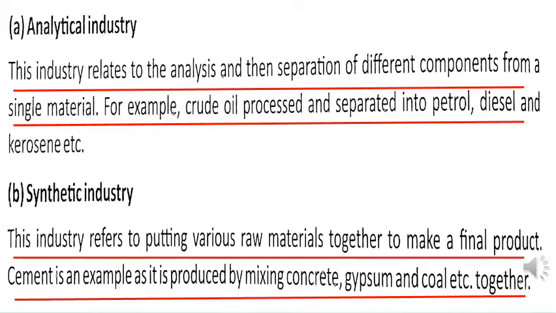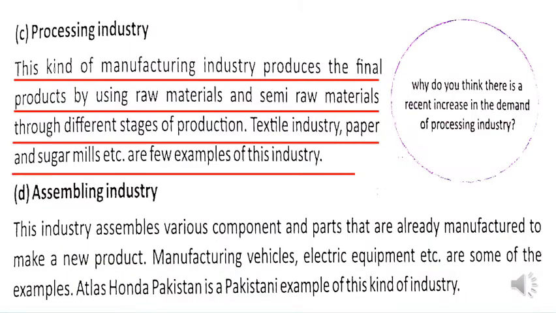I hope that this is now clear. Moving on to our next type, we have processing industry. In this type of industry, manufacturing industry produces the final products by using raw materials and semi-raw materials through different stages of production. Textile industry, paper and sugar mill, etc. are few examples of this industry.